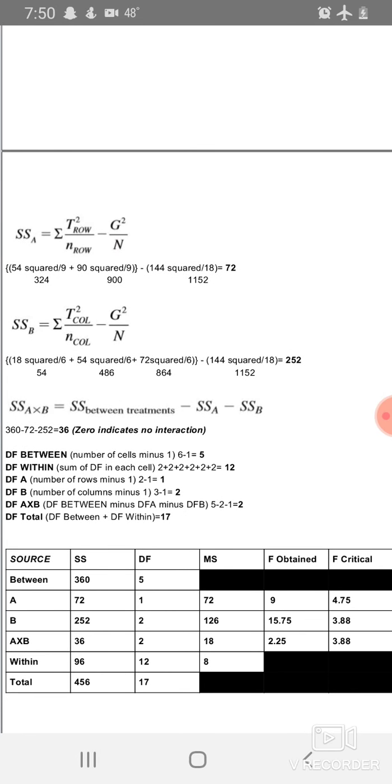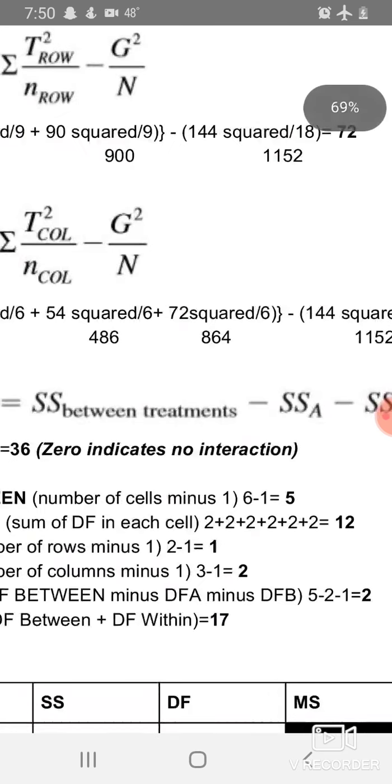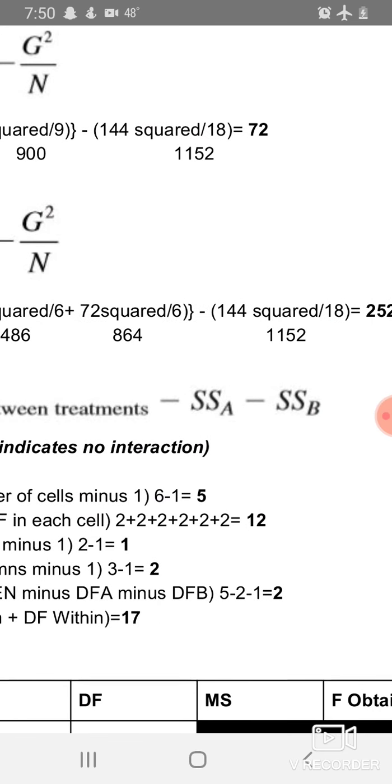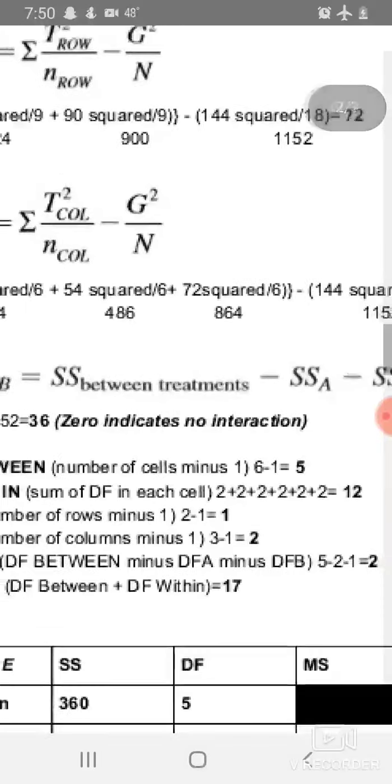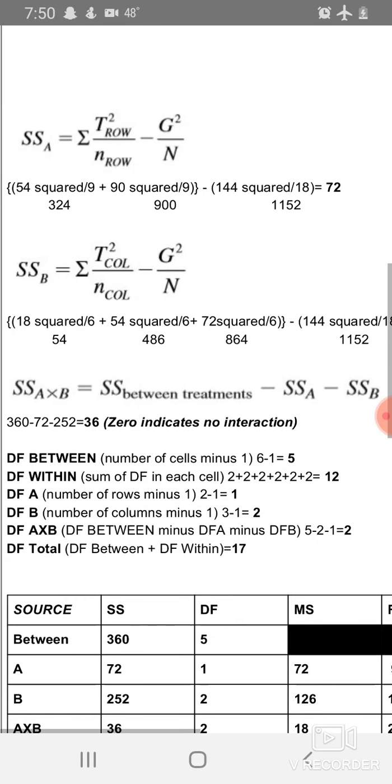The last sum of squares you need to compute is SS interaction, and that equals SS between minus SSA minus SSB. That's 360 minus 72 minus 252, which equals 36.